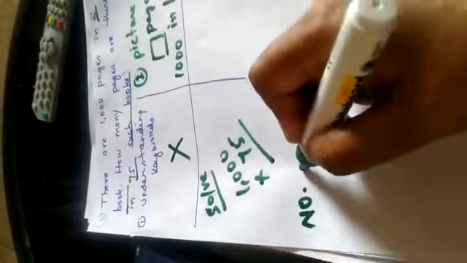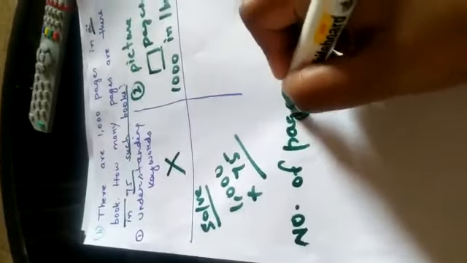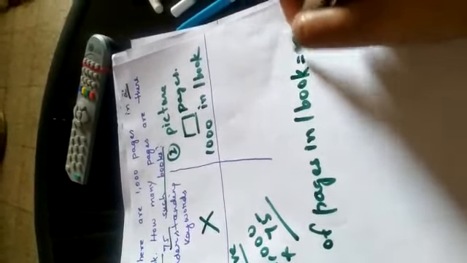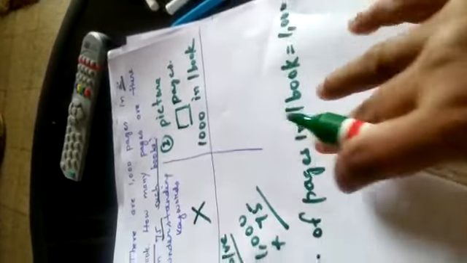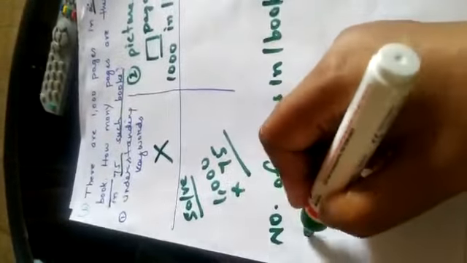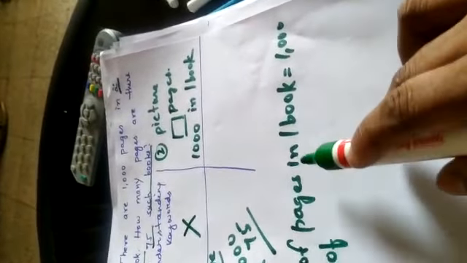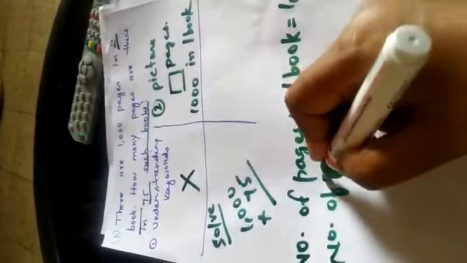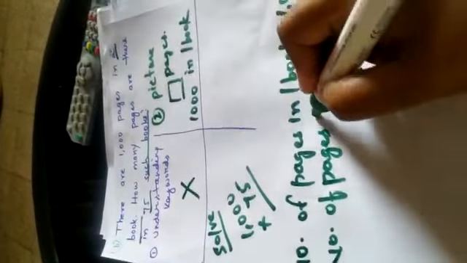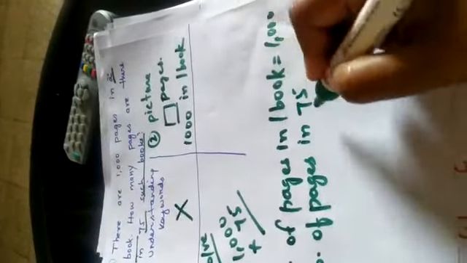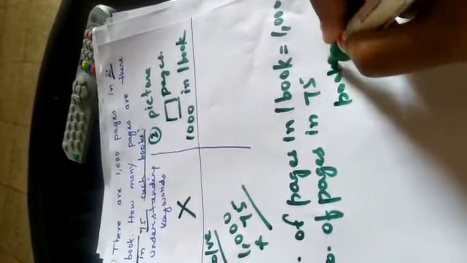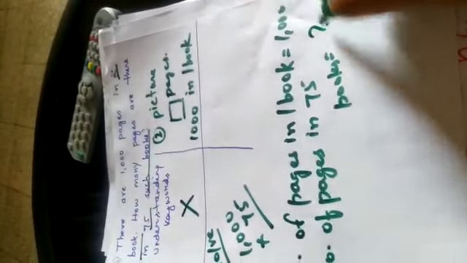Number of pages in one book is how much? 1000. Okay, so number of pages in one book is 1000. So number of pages in 75 books is equal to what? So what will we do?